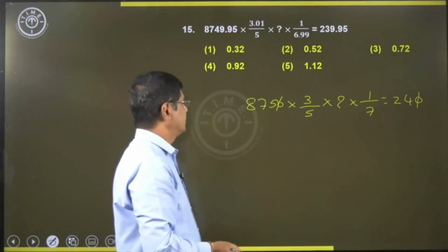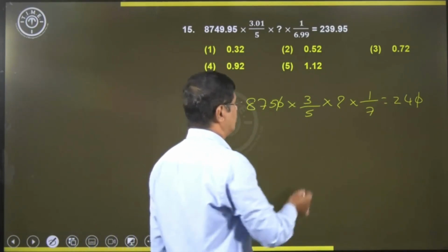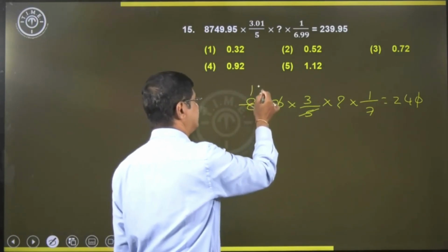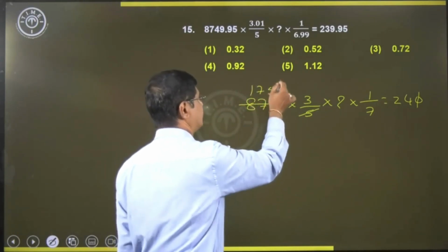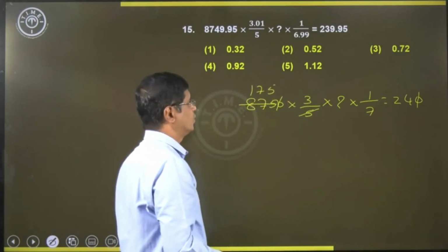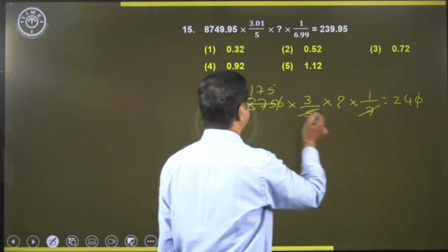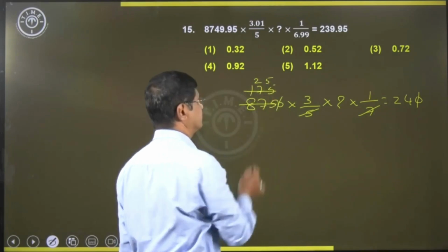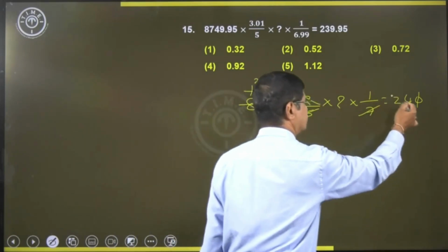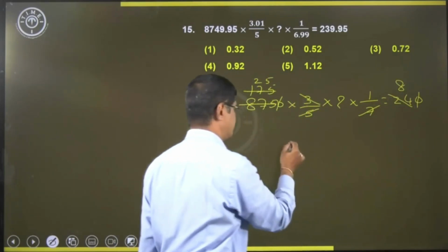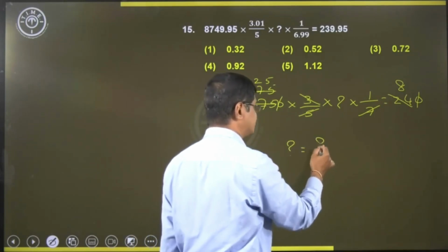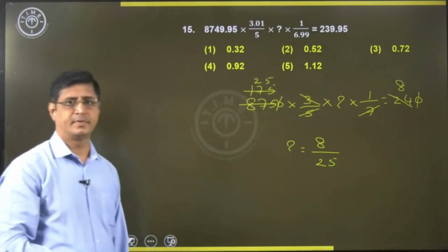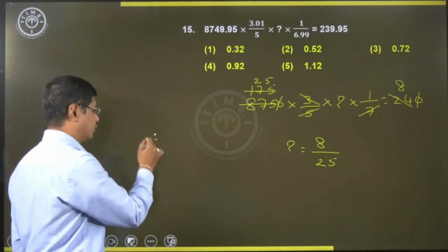Okay. The next. 5, it goes how many times? 5, 17 times is 85, and 5 times. What next? 7, here it goes how many times? 2 times and 5 times. What about 3 in 24? 8 times. The value of question mark is equal to 8 by 25. 8 by 25. Look at the board please.